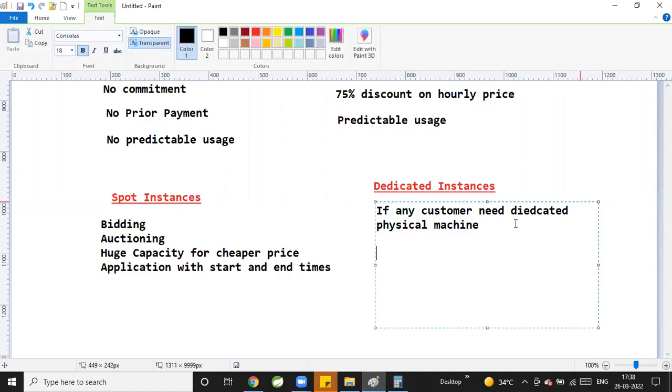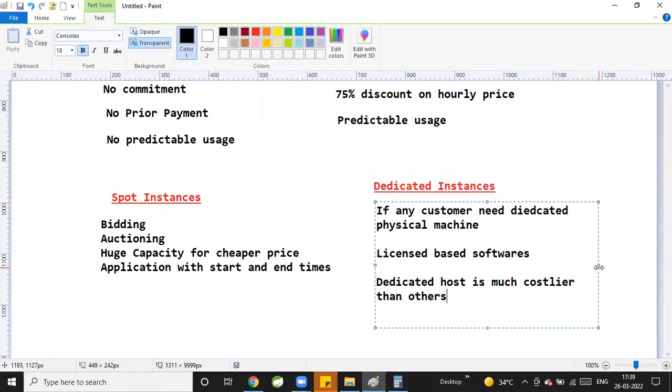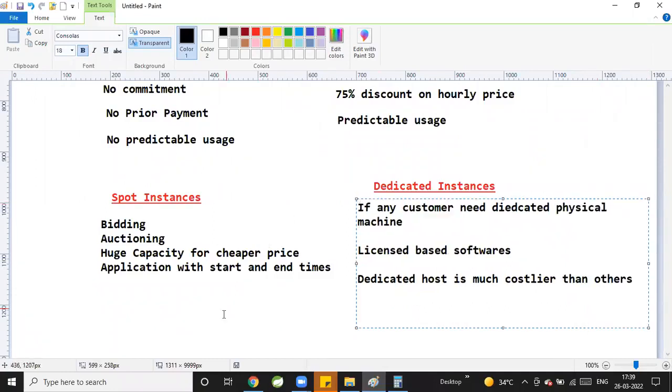That means I want one computer from AWS. If you send a request to AWS, AWS will send you one physical computer to your house. Licensed based softwares they are going to install and provide you. Okay. Dedicated host is much costlier than others. So such kind of dedicated instances are also provided by AWS.